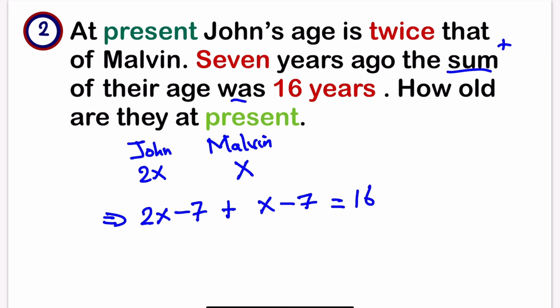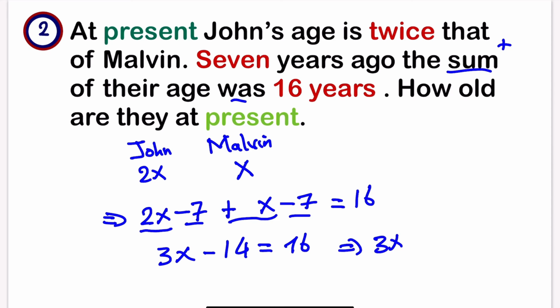So how old are they at present? Let's solve for x. If we want to simplify this, we bring like terms together. We have 2x plus x, which gives us 3x. Next we have -7 minus 7, which is -14, should be equal to 16.